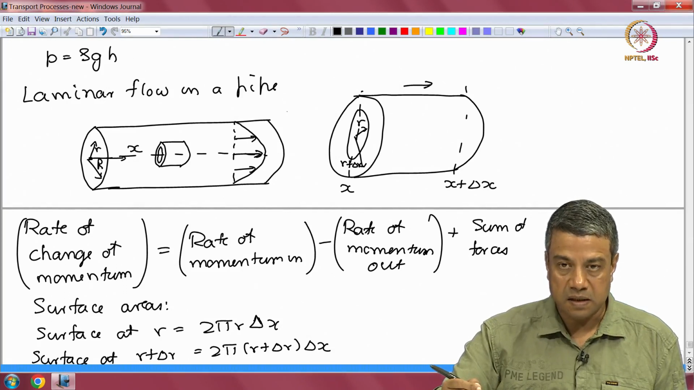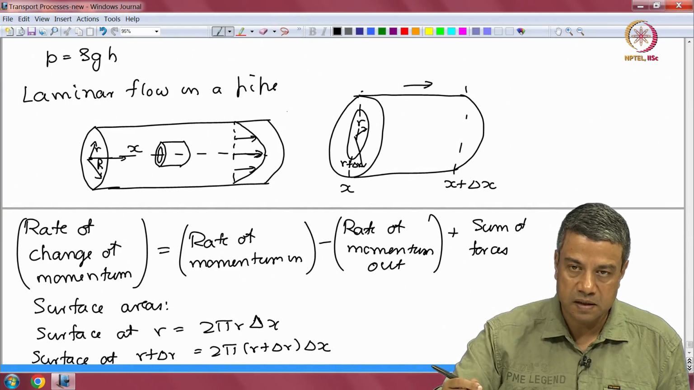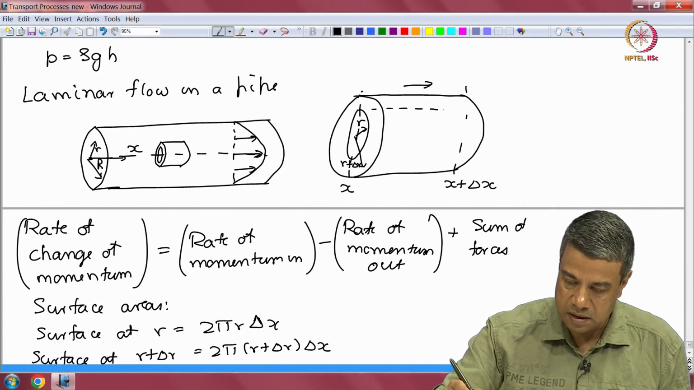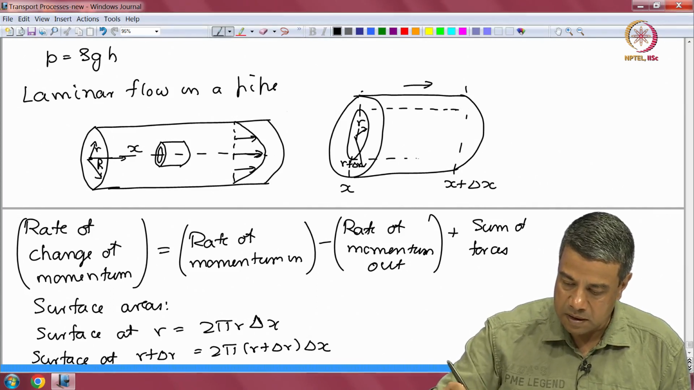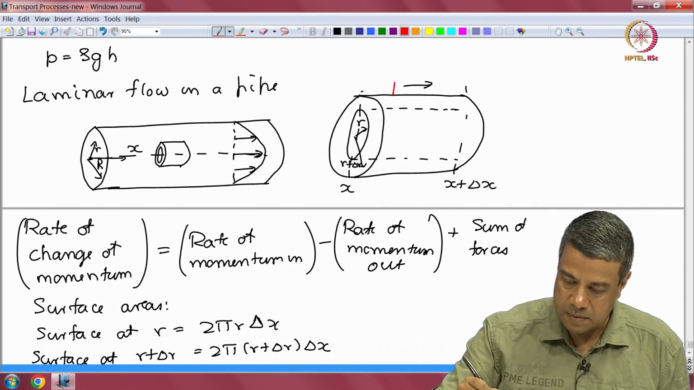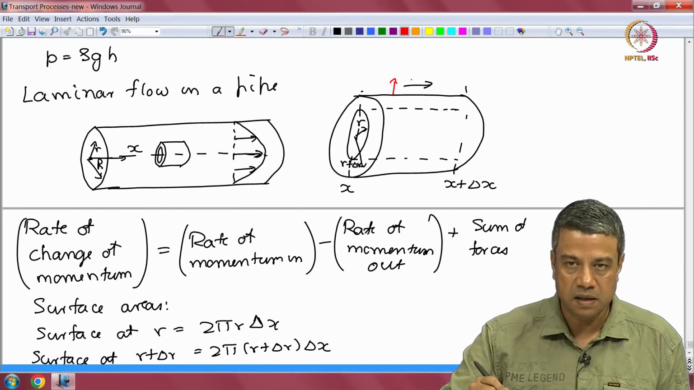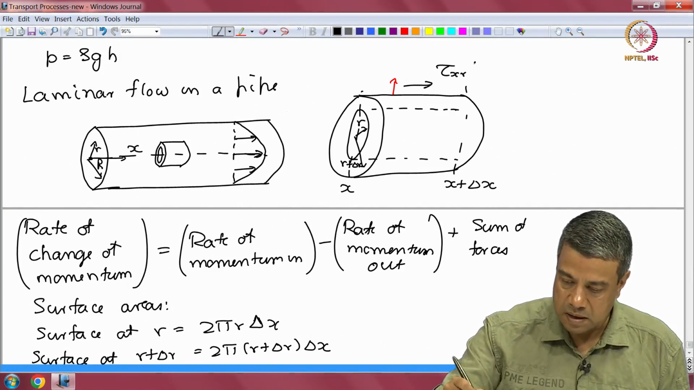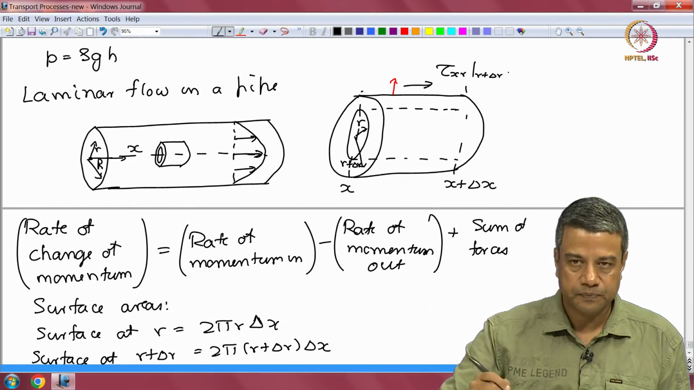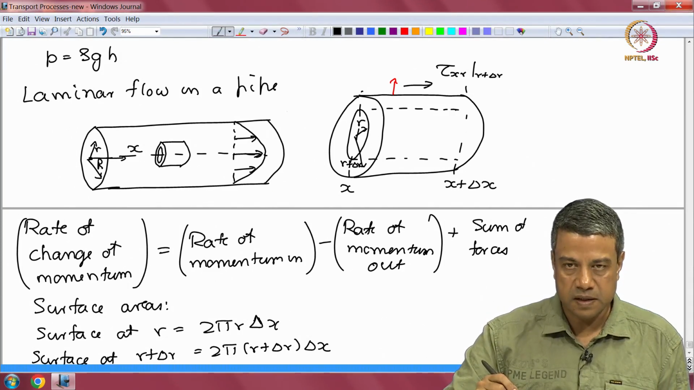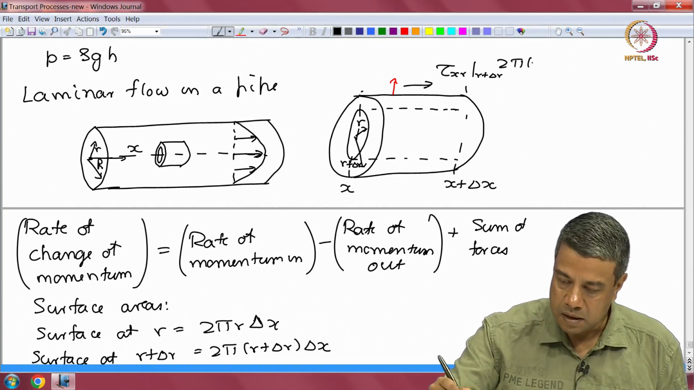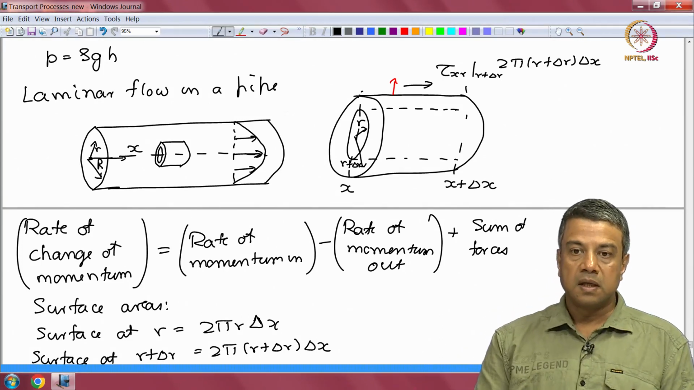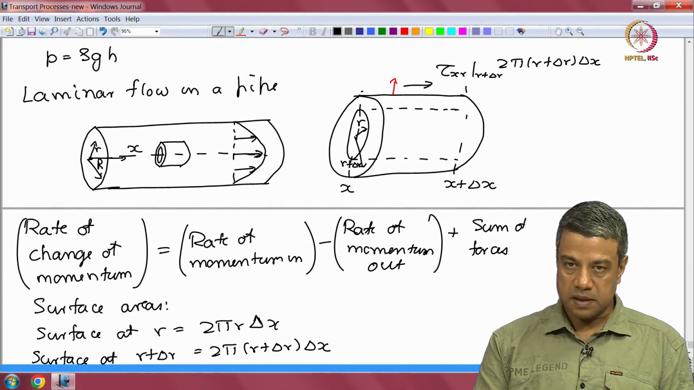Note that tau xr is the stress, the force per unit area in the x direction at a surface with outward unit normal in the r direction. At the surface at r plus delta r, the outward unit normal is in the r direction. So the force here is tau xr at r plus delta r, into the surface area, that is 2 pi into r plus delta r into delta x. That is the force exerted on the surface at r plus delta r.